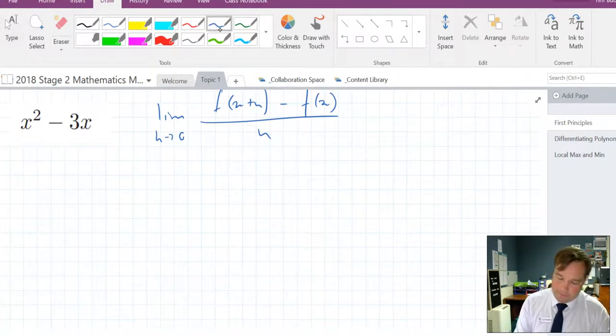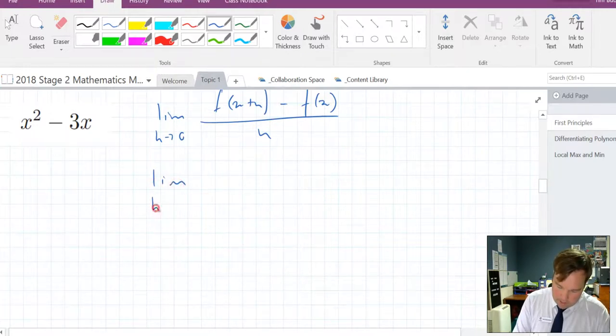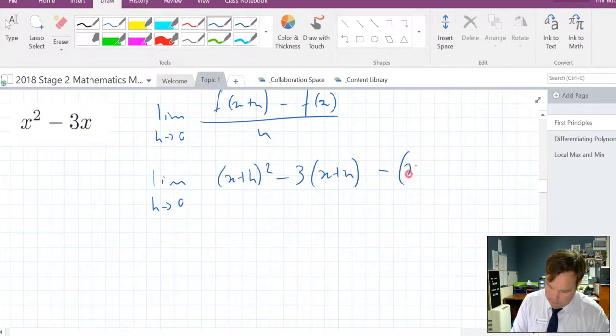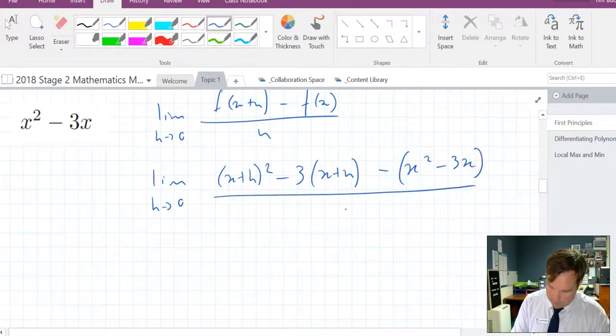Alright, now, what we do here is we substitute in x plus h into the first one here. So limit as h approaches 0 of f of x plus h, and we substitute it in. So instead of x squared, it is x plus h squared, take 3 lots of x plus h, take f of x. Now f of x is just the original function, but this time we put it in brackets, and that's important, you'll see why in a sec. X squared take 3x, over h.